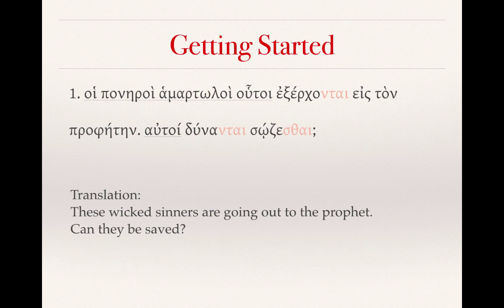And note that ton prophētēn is in the accusative case. It's masculine singular accusative. And the reason that it's accusative is because it follows the preposition eis. And then autoi dunantai sōthēnai is the use of the pronoun autos here in the nominative plural. And it's the subject of the verb dunantai.